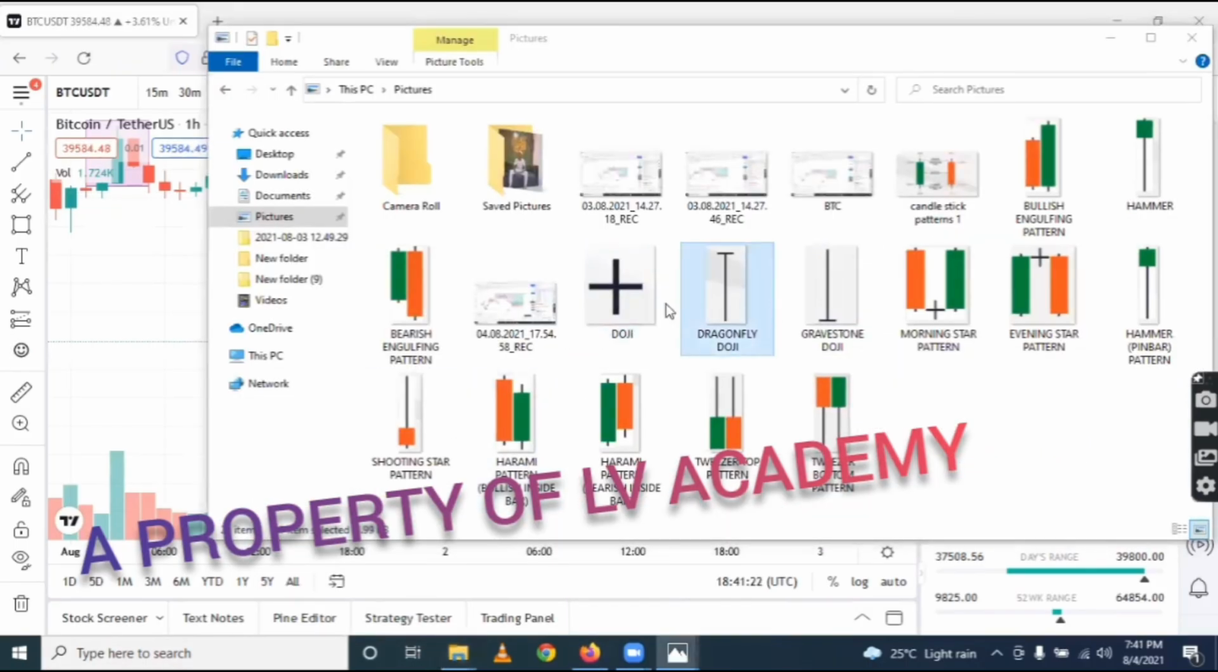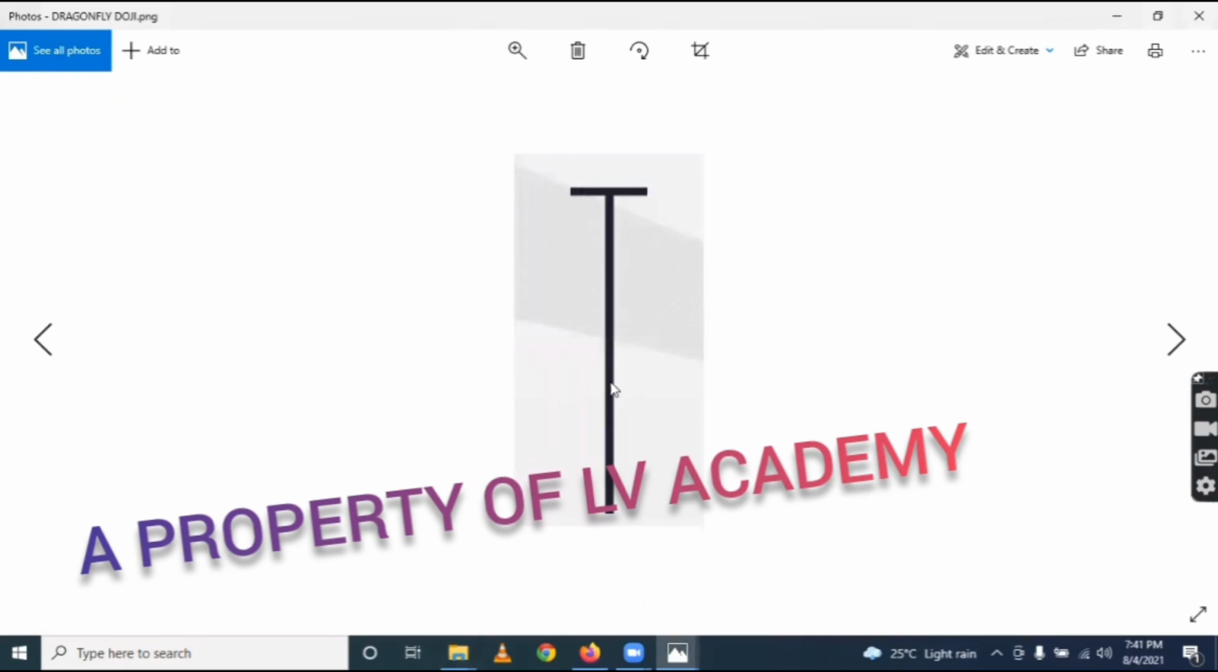This is the dragonfly. Dragonfly is bullish. That means the sellers pushed the price towards this place. They pushed it down here. Then the buyers pushed it back and it closed almost at the open price, very close to the open price. Sellers pushed it down, but the buyers pushed it back up, and it later closed almost at the opening price.